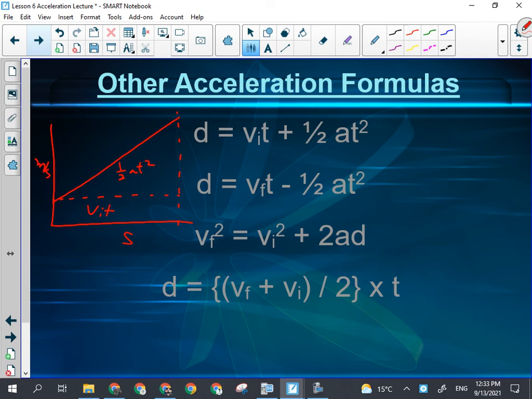So it calculates displacement. Now it can be used to calculate lots of other things too. It could calculate VI, it can calculate T, it can calculate acceleration. It all depends on what you're given.